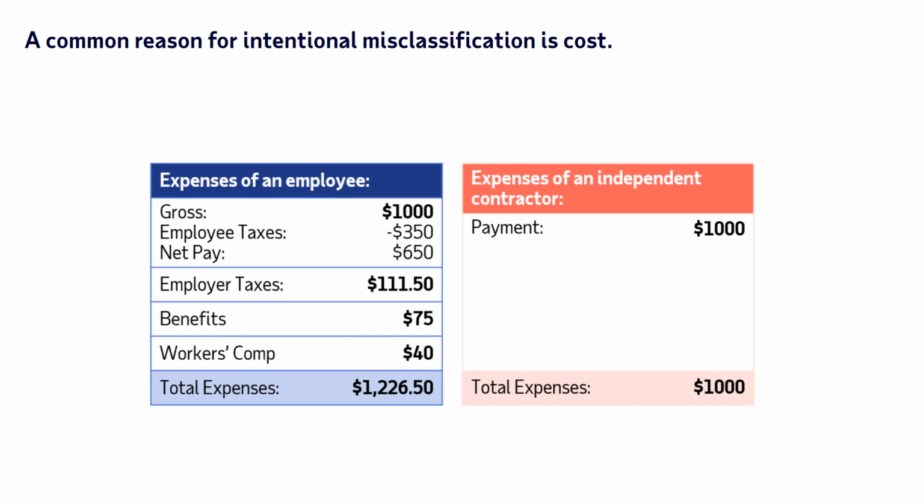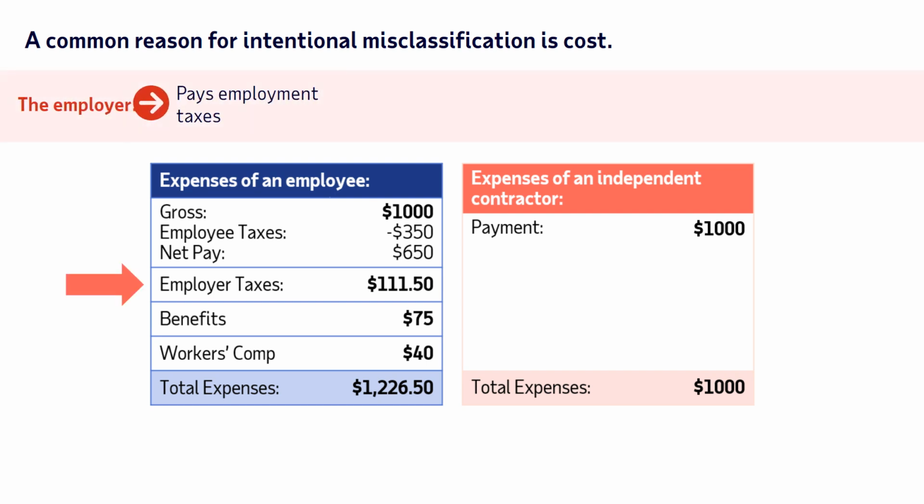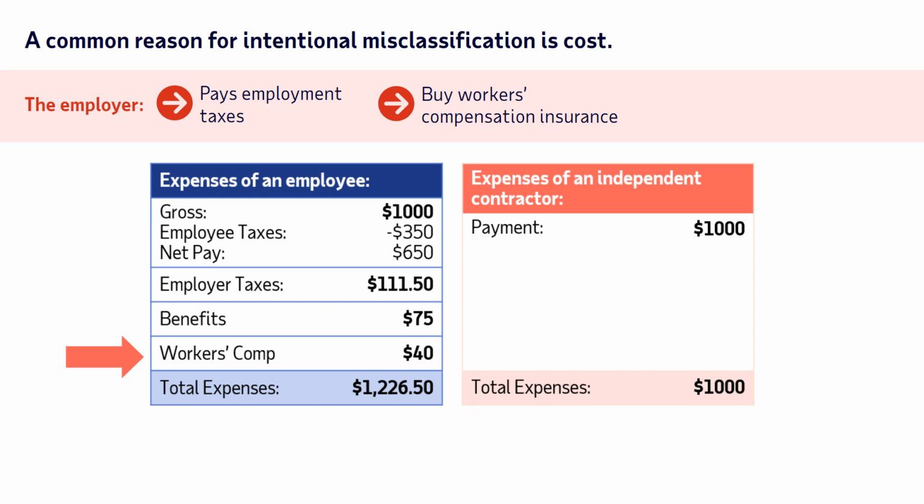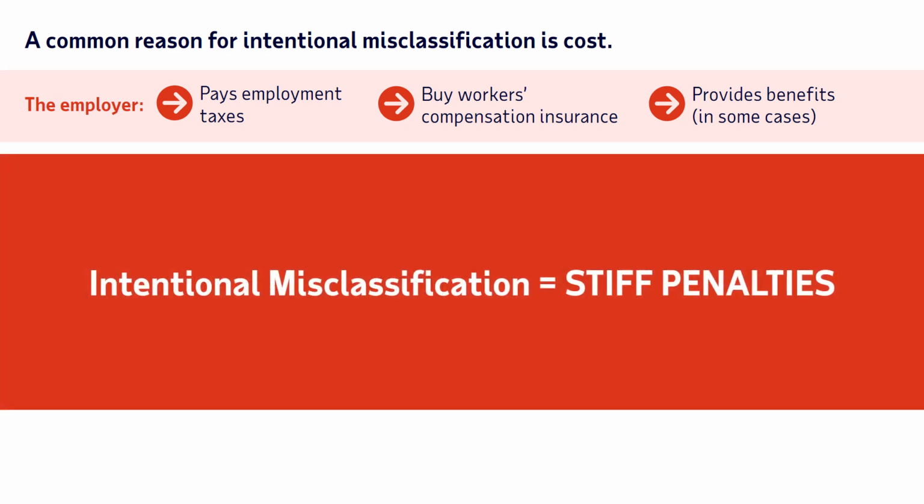As you can see in this expense comparison, the financial obligations involved in having an employee are greater than having contractors. The employer has to pay employment taxes, they have to buy workers' compensation insurance, and in some cases, they must provide benefits. All of this adds up, and the IRS knows it. Therefore, employee classification is frequently the subject of IRS audits and can result in heavy penalties being assessed against an employer.